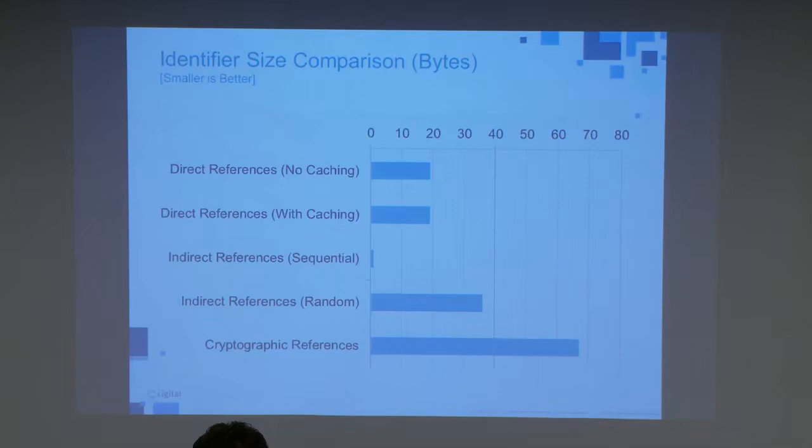Indirect references that are sequential, they're going to be pretty small, especially if you're just indexing from 0. Random indirect references, the identifier size goes up. Cryptographic references, it goes up a fair bit. But now remember, the size of the references is bigger, but all of these references don't need to be shared amongst all the app servers that I might have. But with indirect random references, they do have to be shared.